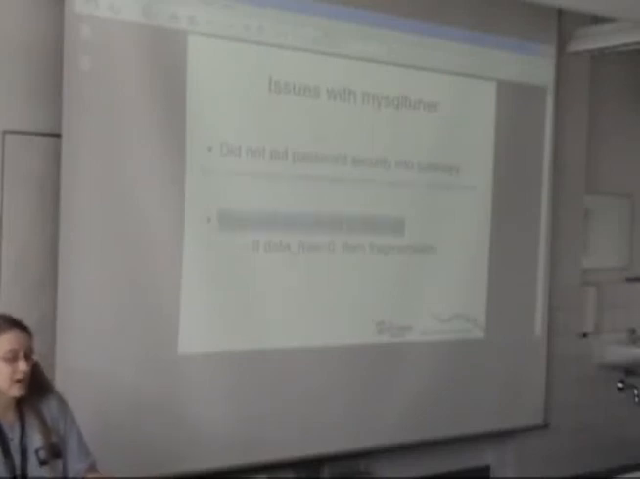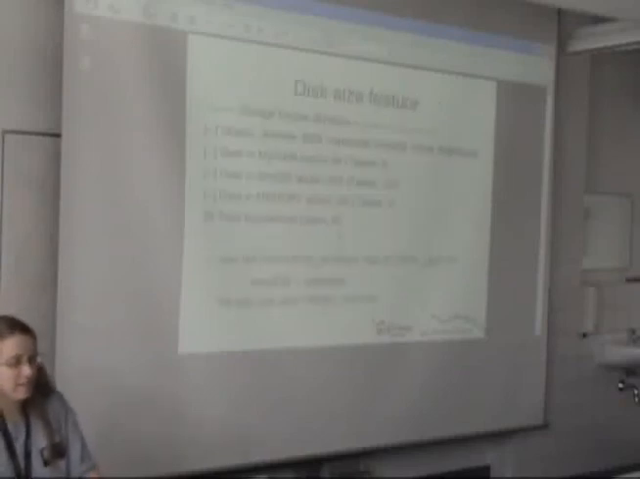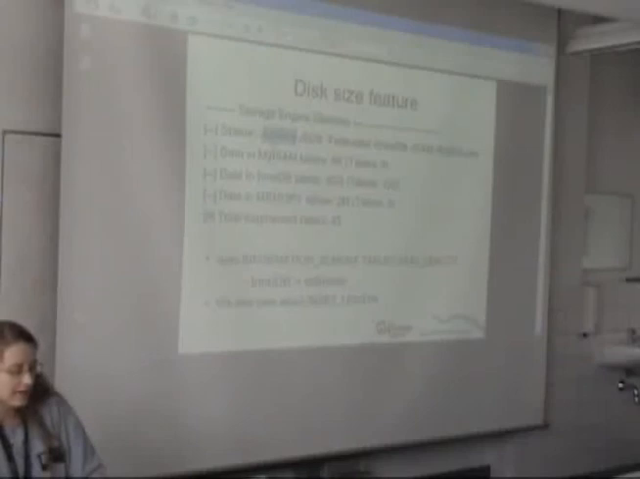The fragmentation check is incorrect. That's what I was saying before. If data free is greater than 0, then it's fragmented, which can be true, but doesn't have to be. There's actually a disk size feature. I pulled this from a different machine that we had already done one on. This machine didn't have archive, didn't have BDB, didn't have federated. We saw data, but we didn't see data in my ISAM tables. I think this is actually a newer version because I don't think we saw BDB and federated in the one I did.